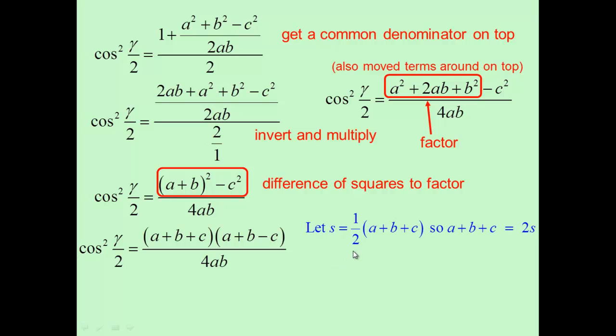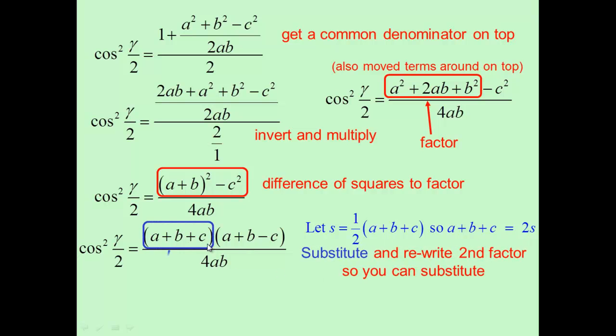And what I'm going to do is let one half of a plus b plus c equal s. Now think about what a plus b plus c is. They're all three sides in a triangle, so that's basically your perimeter. So I'm taking half of the perimeter and letting that equal s. So that 2s would equal a plus b plus c. So I'm going to replace a plus b plus c with 2s. So that gets replaced, and I get a 2s. That'll show up here in a minute.